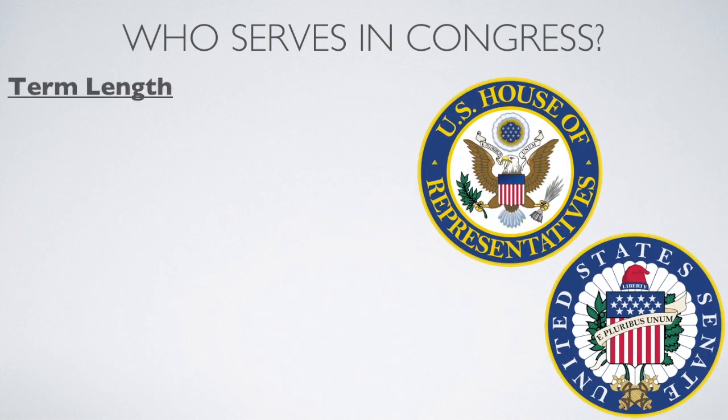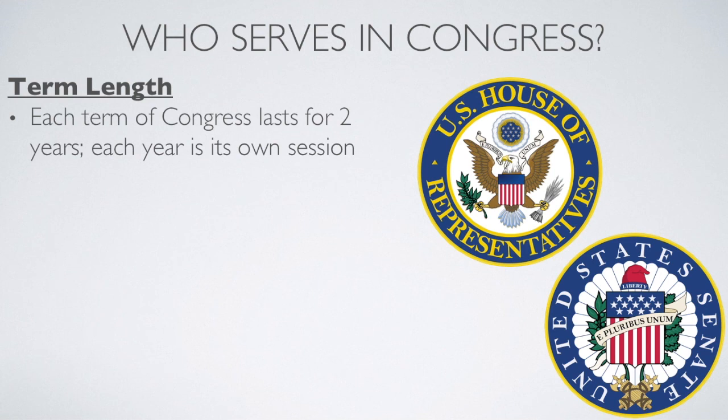Who serves in Congress? Well, term length. Each term of Congress lasts for 2 years. Each year is its own session. Special sessions are called in an emergency. So Congress will meet, however, they can meet under special circumstances, an emergency. For example, with the Pearl Harbor attacks, Congress had to meet under special emergency to declare war.